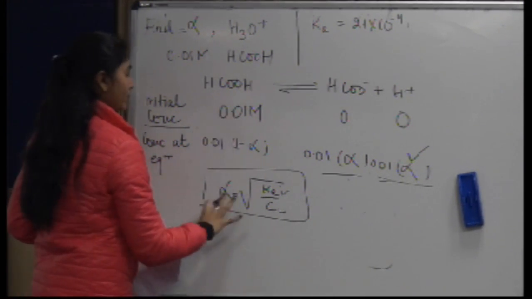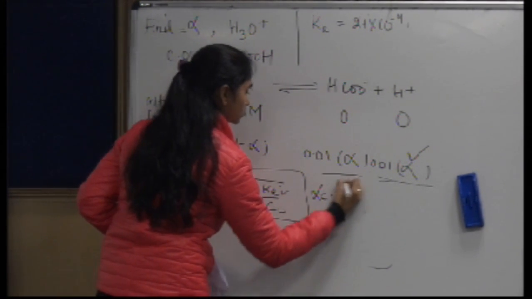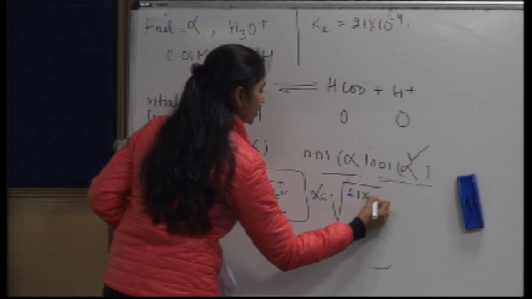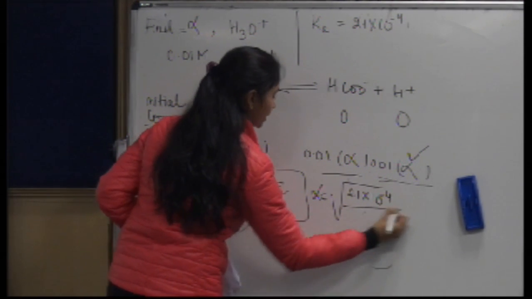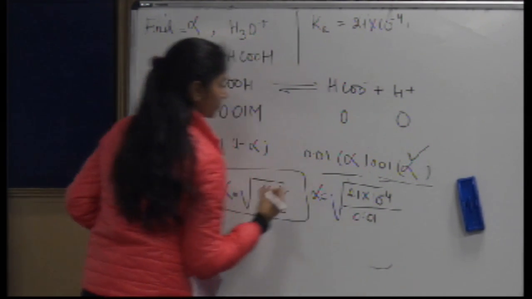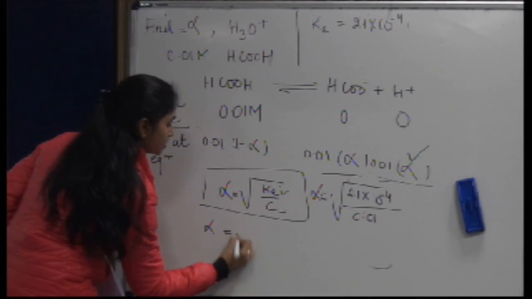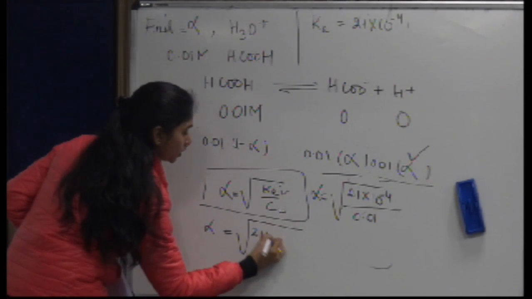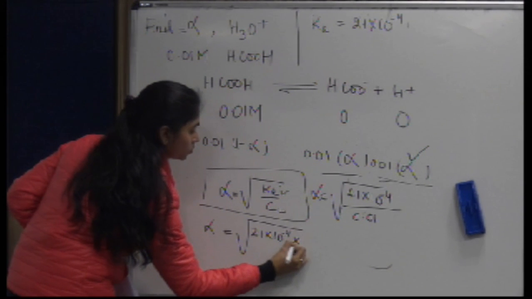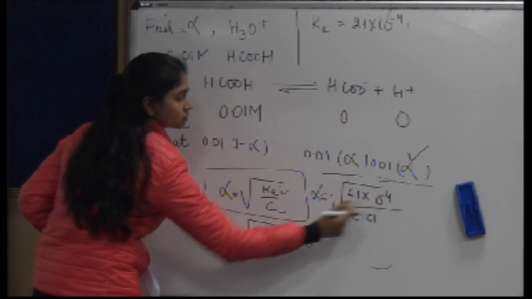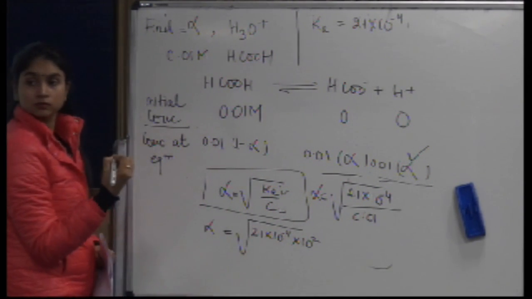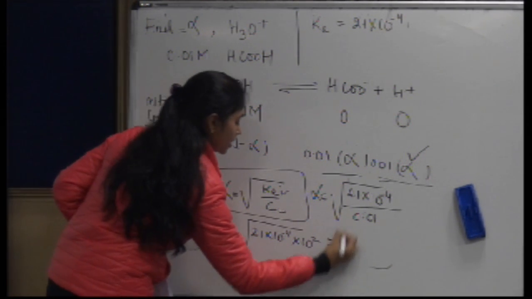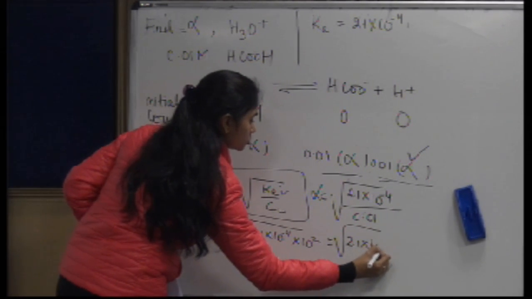What I'll do now, I'll simply substitute these values here. 2.1 into 10 raised to power minus 4 divided by 0.01. On solving this, 2.1 into 10 raised to power minus 4 into 10 raised to power what will it be here? Okay. So this will become under root of 2.1 into 10 raised to power minus 2.